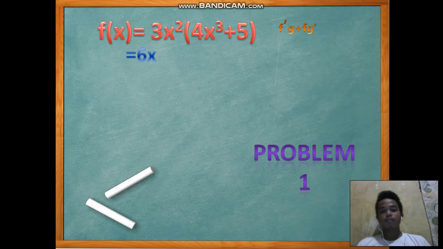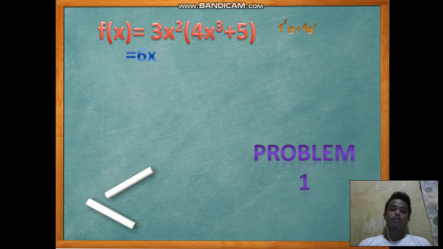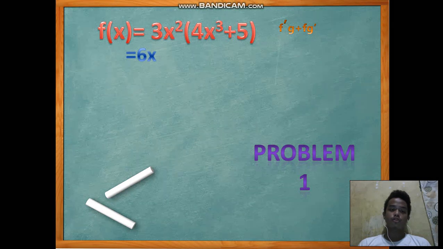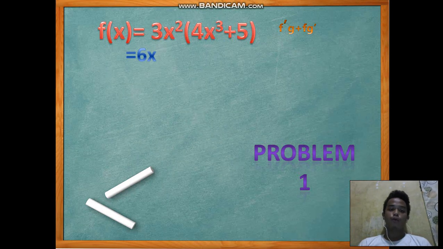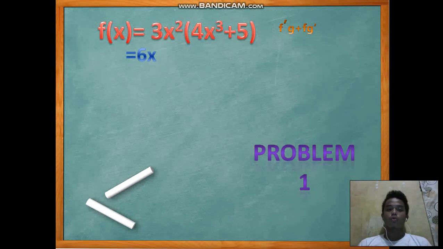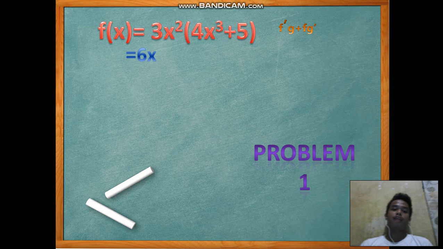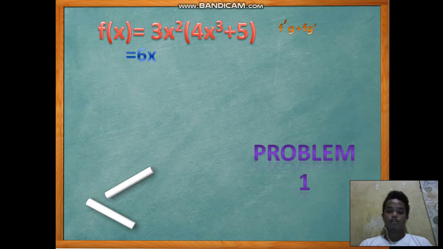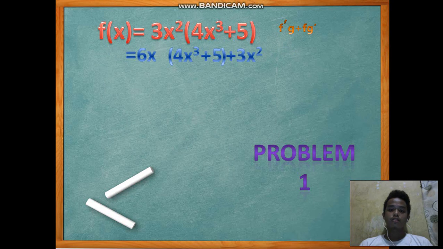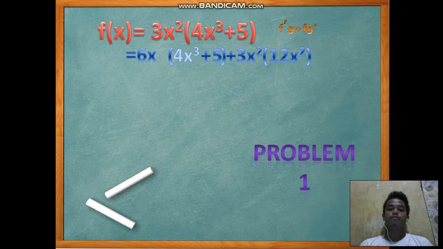Do not forget the formula, which is the derivative of f, which is 6x. How did we arrive at 6x? We multiply the value of our exponent into our leading coefficient, which is 2 times 3, 6, and we subtract 1 from the value of our exponent, which is 2 minus 1, and we arrive at 6x. Then copy the g function, which is 4x cubed plus 5, plus copy your f function, which is 3x squared, times the derivative of your g function, which is 12x squared.